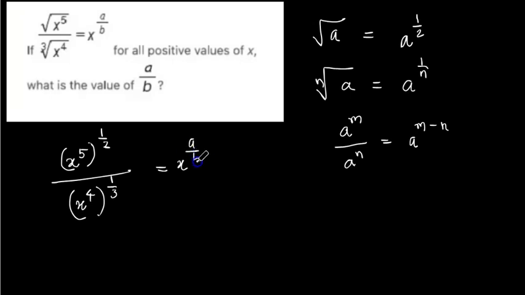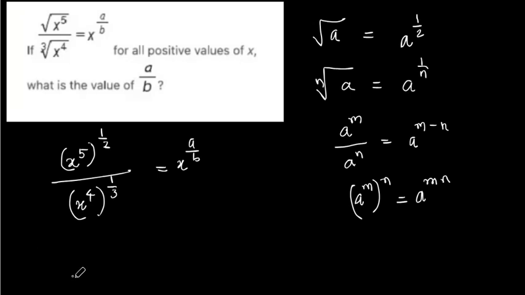So first thing that we can do is we can convert square root into the form of power of half. So x to the power of 5 to the power of 1/2 over x to the power of 4 to the power of 1/3 is equal to x to the power of a over b. Now again I have missed one result, that is a to the power of m to the power of n, you can write it as a to the power of mn. You can multiply the powers there.